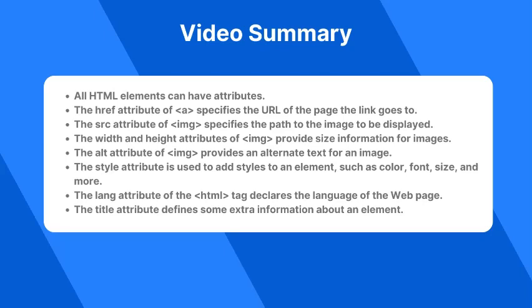Number 5, the alt attribute for the image tag provides an alternative text for an image. Number 6, the style attribute is used to add styles to an element such as color, font, size, and more. Number 7, the lang attribute of the HTML tag declares the language of the web page. Number 8, the title attribute defines some extra information about an element.